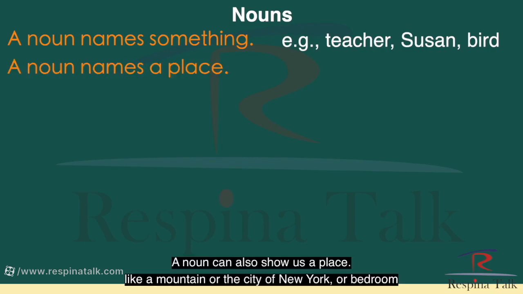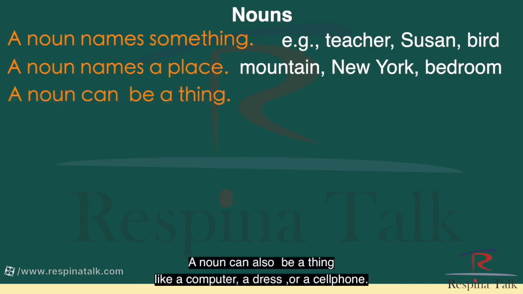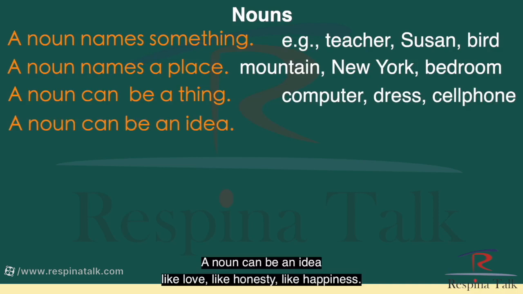A noun can also show us a place, like a mountain, or the city of New York, or bedroom. A noun can also be a thing, like a computer, a dress, or a cell phone. And a noun can be an idea, like love, like honesty, like happiness.